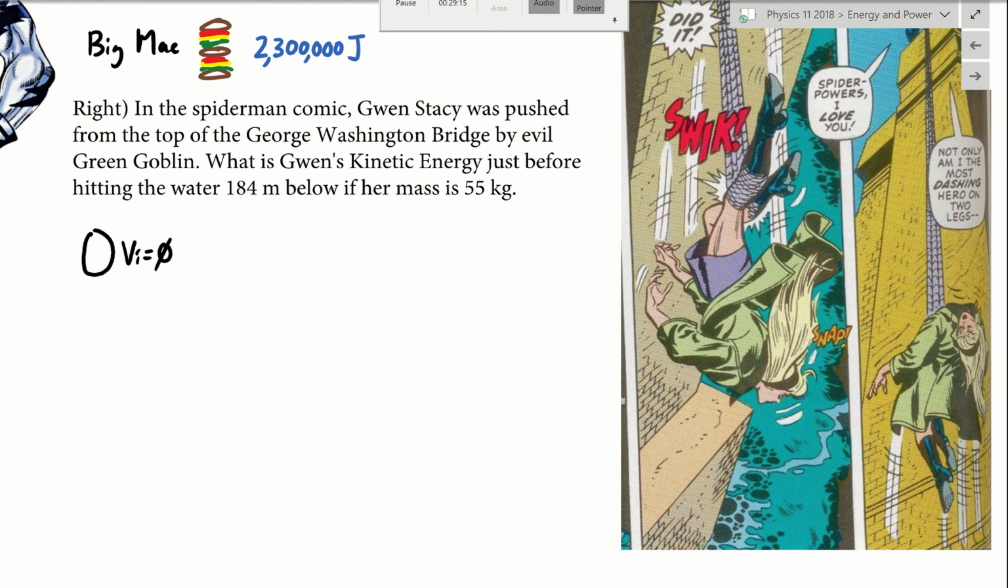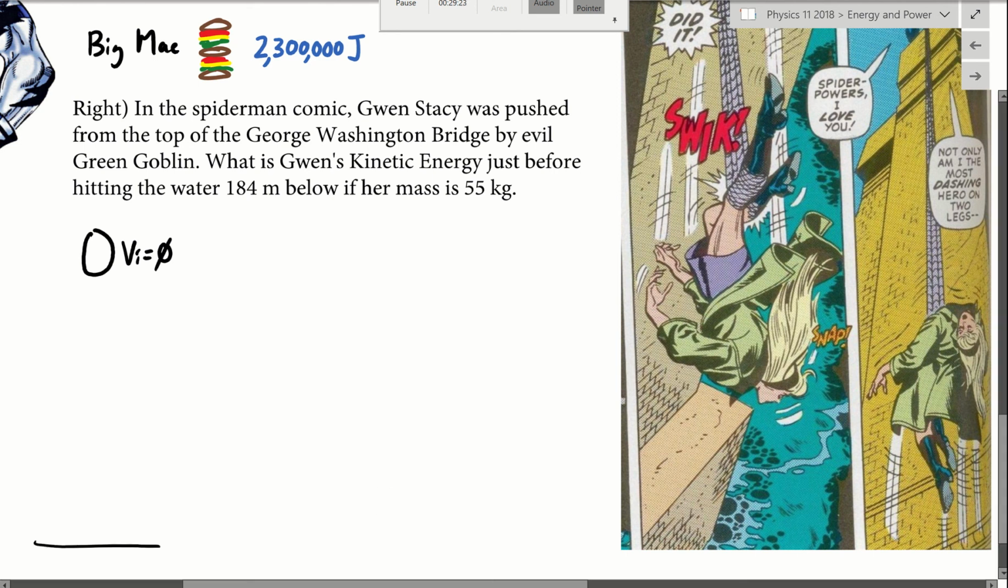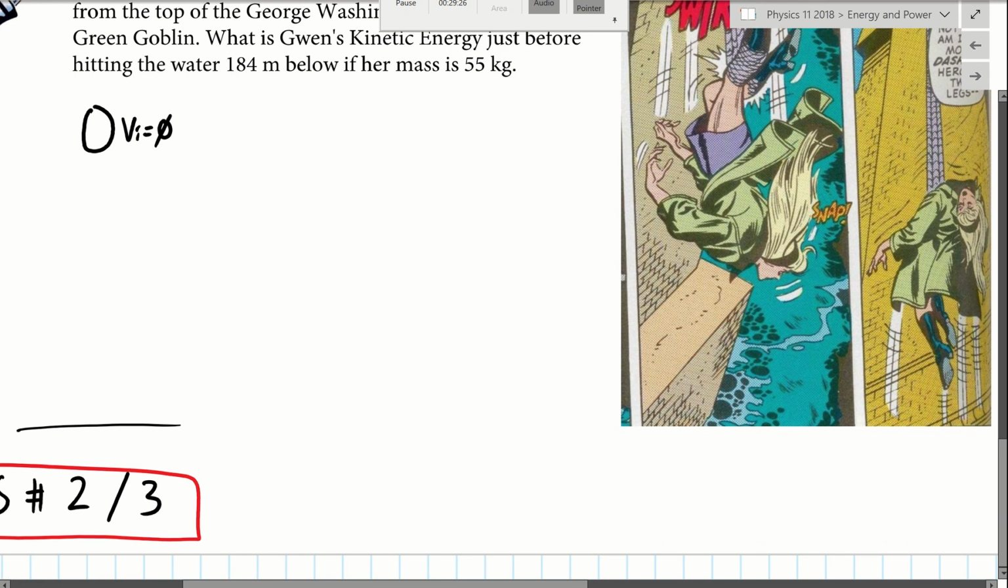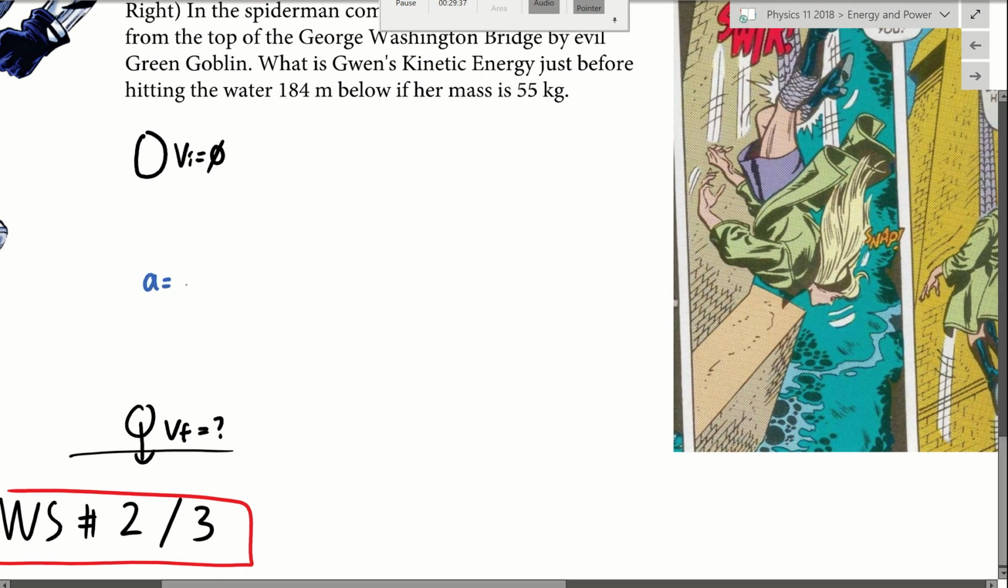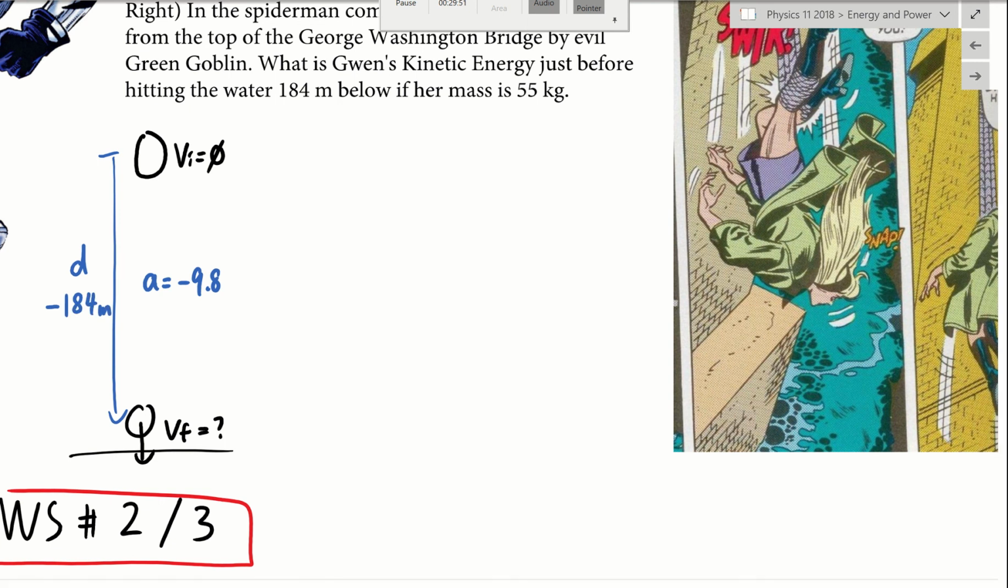Now, one way to do this is by finding out her final speed, then we can get her final kinetic energy, right? So let's see how to do that. So this is her initial. What is her final just before Spider-Man was able to catch her? Of course, this is a kinematics problem. We have the acceleration from gravity, negative 9.8. We have the fall, which is about the height of the bridge, negative 184 meters. We do care about the negative now because we are doing kinematics. Okay, that should be enough. We have everything we need.